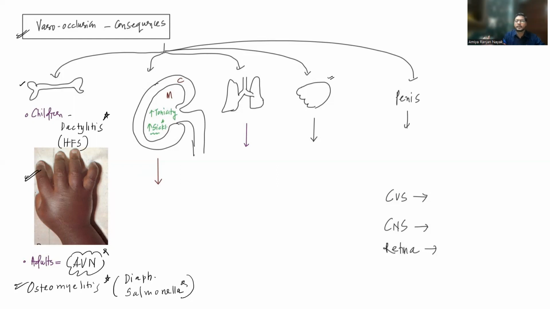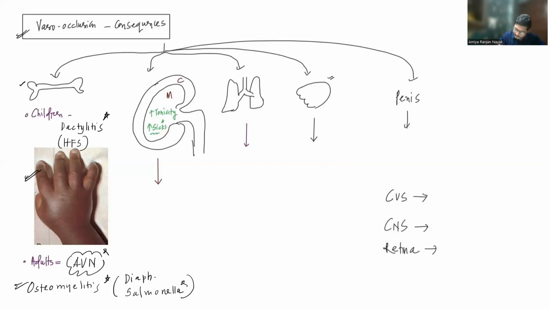Usually osteomyelitis is caused by Staphylococcus aureus, and usually it affects the metaphysis. But patients with sickle cell disease have a unique pattern. They predominantly affect the diaphysis, and salmonella is more likely to cause osteomyelitis in these patients. Of course, Staphylococcus aureus also causes osteomyelitis commonly, but salmonella predominantly affects patients with sickle cell disease. Again, we'll discuss more when we discuss bone pathology.